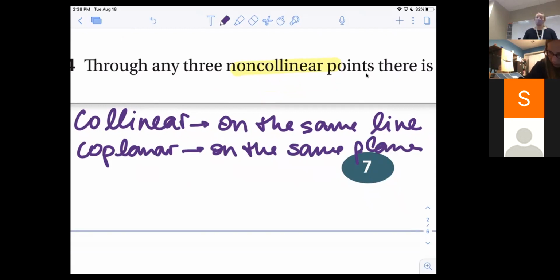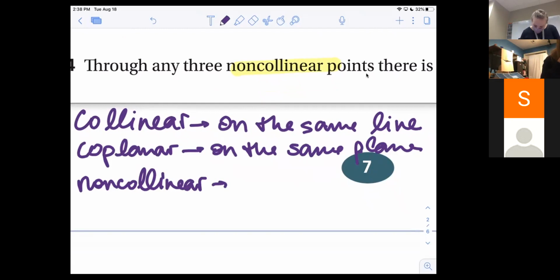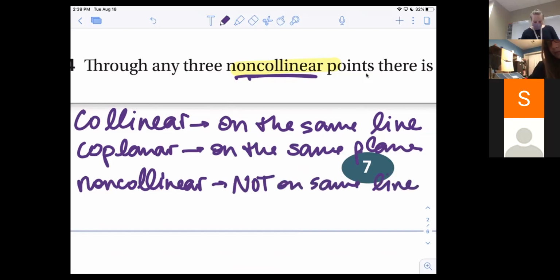Now let's meet up with the word that I told us to team time out at, non-collinear. Cooper? Not on the same line. Very good. So in this definition, I'm saying 3 points that are not on the same line. And then non-coplanar is the exact same thing, not on the same plane. Non-coplanar.